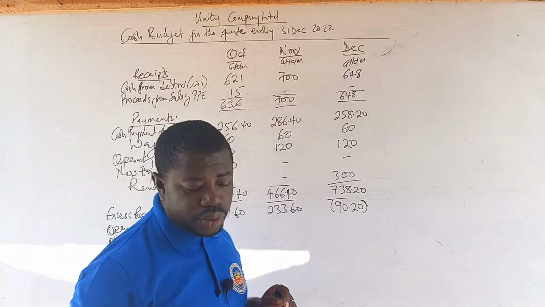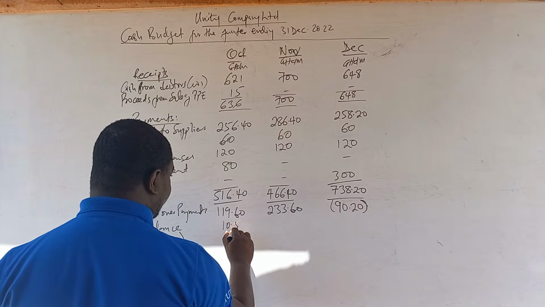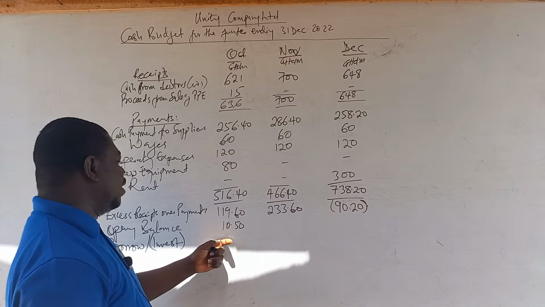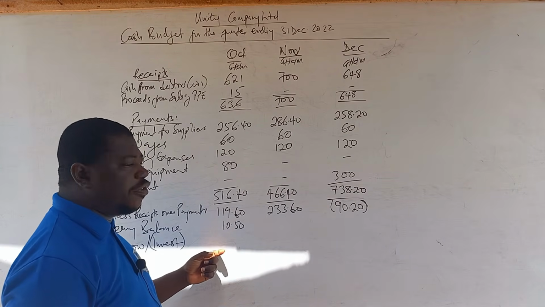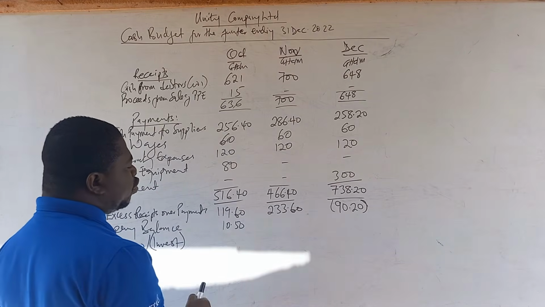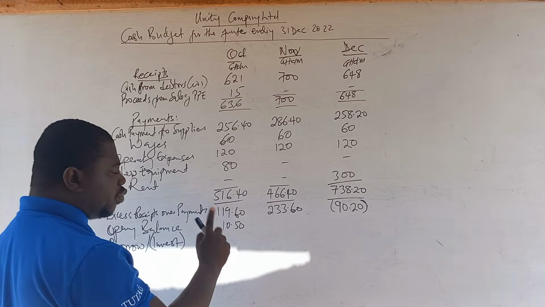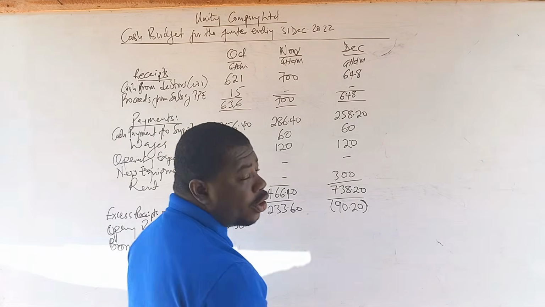That is what we are going to do. So in this case, the opening balance is 10.5. If we add 10.5 to 119.6, we are not going to get the minimum of 150 million. When we add these two, we are going to get 130.1. That should have been the closing balance in a normal case.